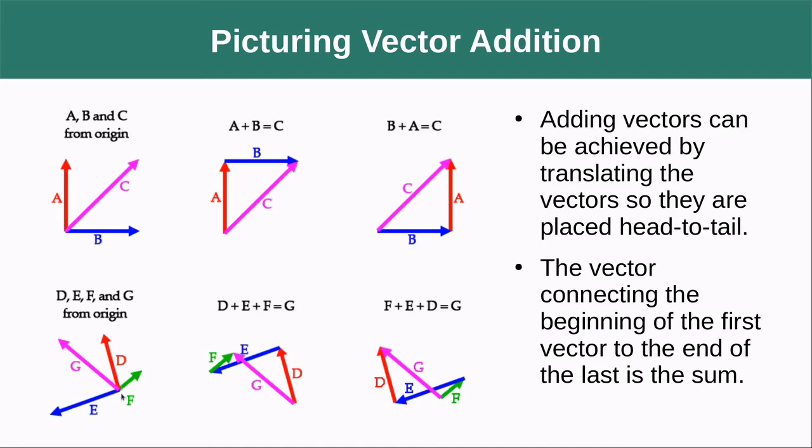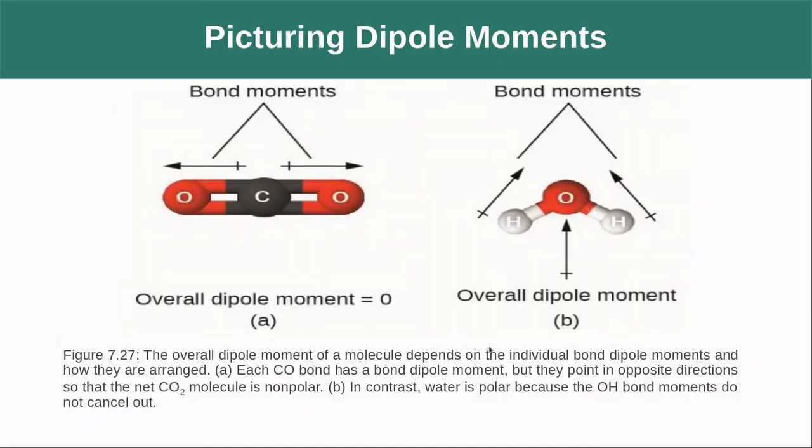We can do it with more vectors. Here we have F, D, and E. Their summation is G. And any way that I want to arrange those, heads to tails, I'm still going to wind up with G. Sometimes these bond dipole moments can cancel. In this case, where we have symmetry and they're opposed to each other, they're going to cancel each other out, and the overall dipole moment for this molecule is going to be 0.